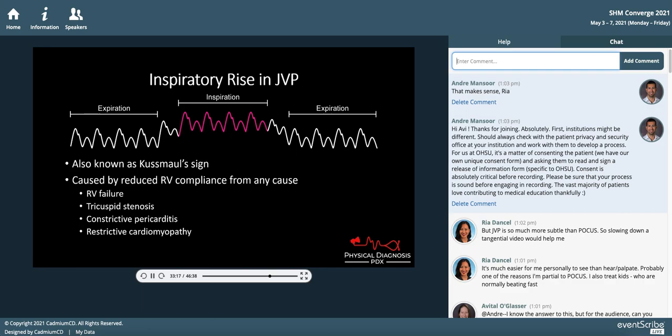But remember, when we decrease intrathoracic pressure, that causes the mobilization of blood from the legs and elsewhere back to the mediastinum. And if there are any compliance issues with the RV, if it can't accept that increase in blood return, then that blood has nowhere else to go but up the neck, and that is Kussmaul sign. This is not a very specific sign, but it's quite sensitive for RV compliance issues from any cause.